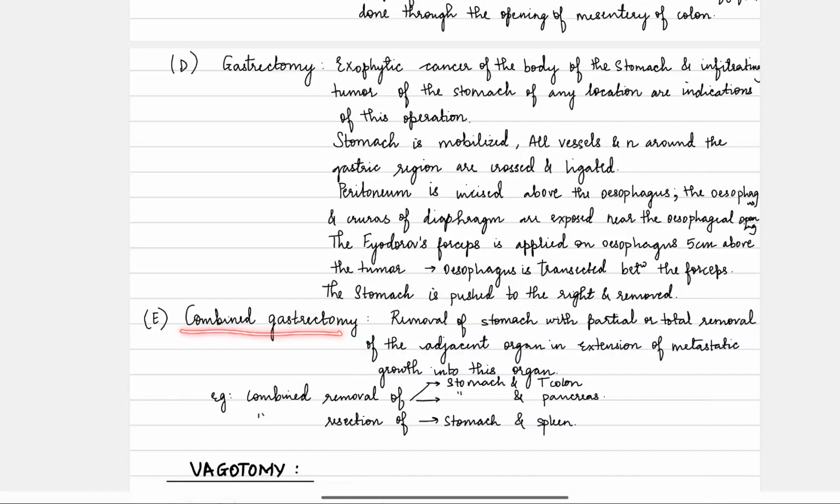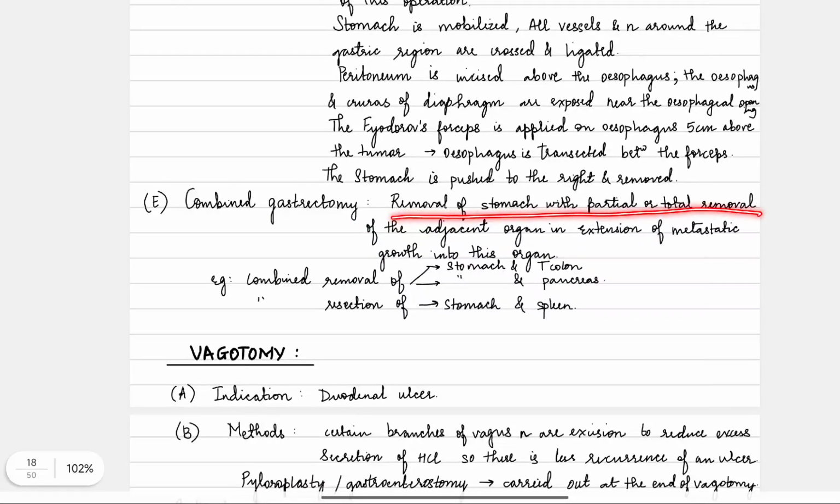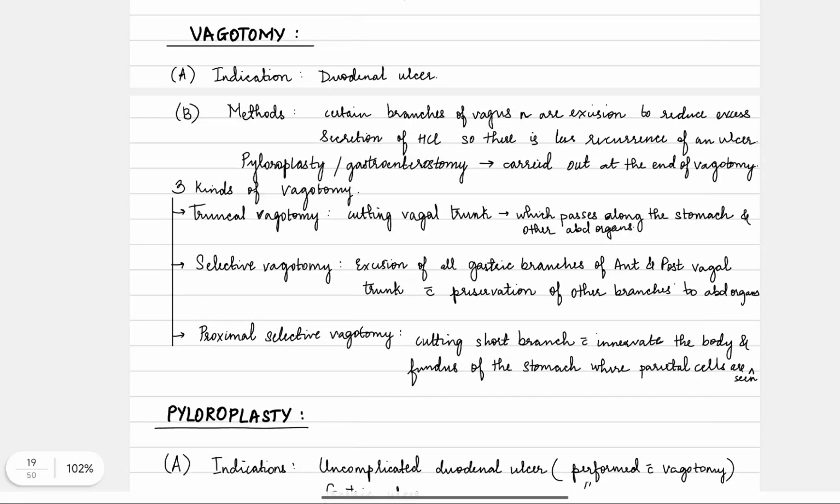Next is combined gastrectomy: removal of the stomach with partial or total removal of the adjacent organ in case of extension of metastatic growth into this organ. This includes combined removal of stomach and transverse colon, stomach and pancreas, or combined resection of stomach and spleen. Next is vagotomy. It is done in duodenal ulcer. In this method, certain branches of the vagus nerve are excised to reduce the excess secretion of HCl, so there is less recurrence of an ulcer.